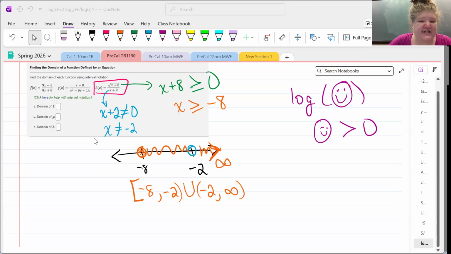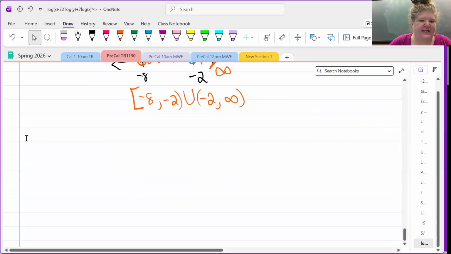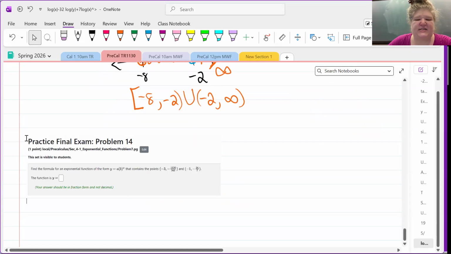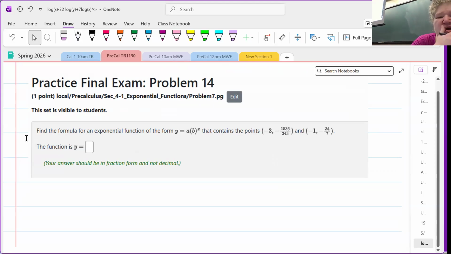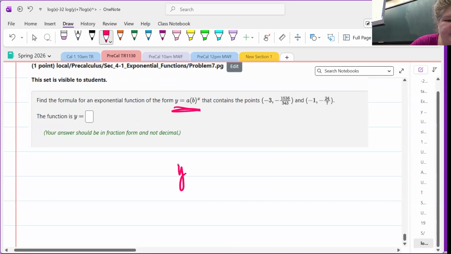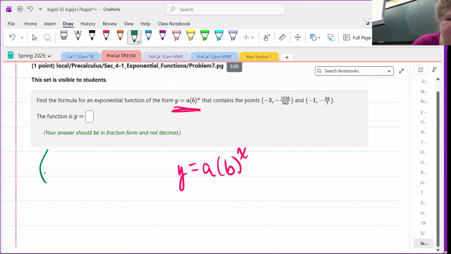So problem 14 itself is a little bit more complicated than what's on the test. On the test, one of the points we give you is actually the starting value. So our algebra work here is going to be a little uglier. But they're telling us this is an exponential. So y equals a times b to the x. And then I have two really gross points.